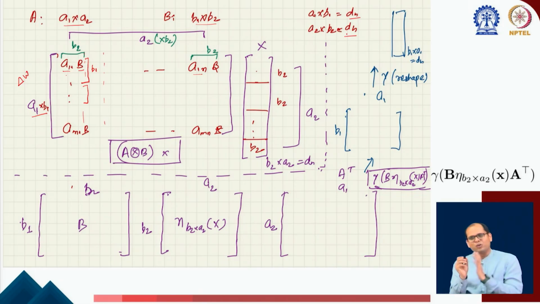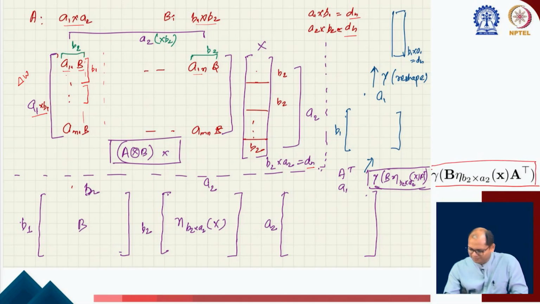You want to multiply this Kronecker product with a vector x of dimension dh again. To understand why this is equivalent to this particular thing, think about what is happening. Let's say x is of dimension dh, which is nothing but B2 cross A2.